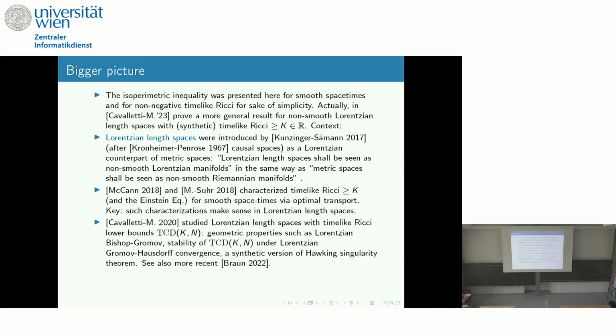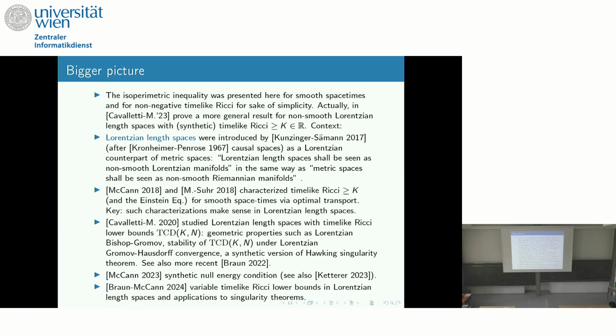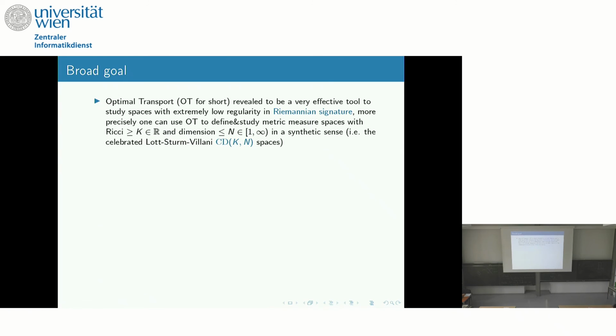Okay, good. Then there is some more work by Braun recently. Then there is a characterization of the synthetic null energy condition by McCann and Ketterer. And then there is some recent work by Braun and McCann about variable timelike Ricci lower bounds and application to similar theorems. These are more recent results. Now, what is the broad goal of this line of research?